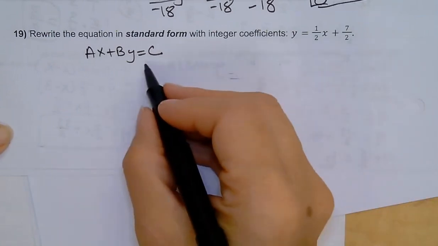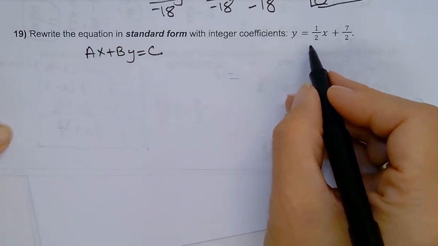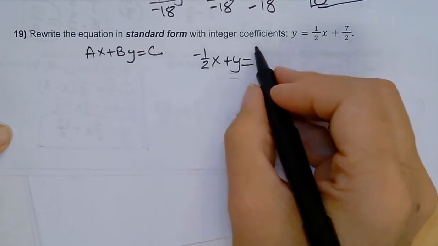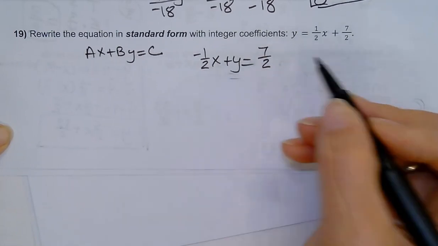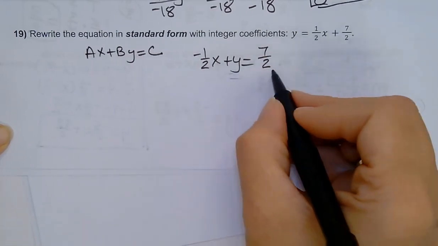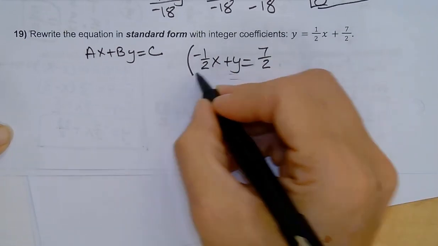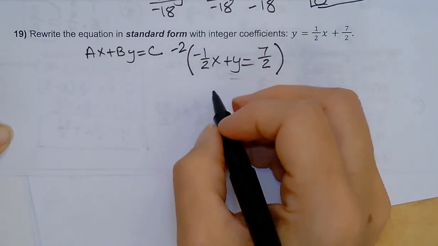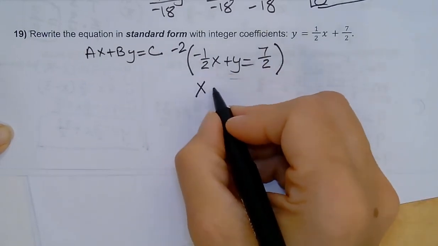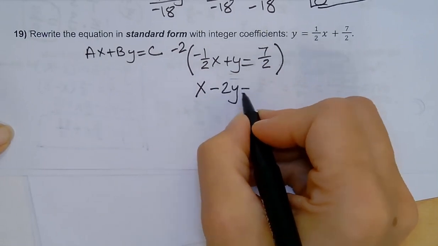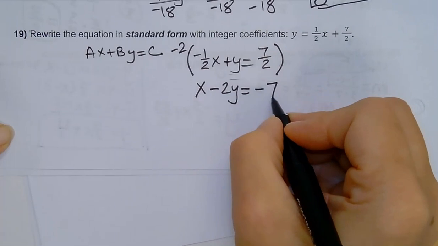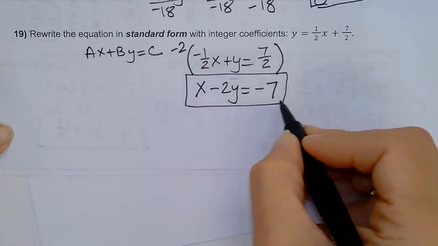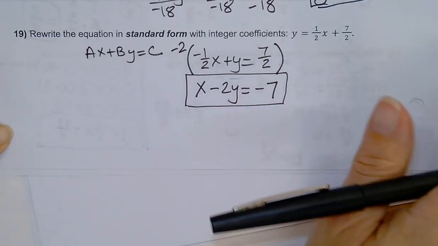So first I'm going to put myself in the right order. Okay, so I'm going to subtract 1/2 x from each side, plus y equals 7/2. I need to have A be positive, and A, B, and C can't be fractions. So I know that if I multiply the entire thing by -2, -2 times -1/2 is just 1. So I have just x minus 2y equals -7. And that looks like it is in ax plus by equals c format. All right.